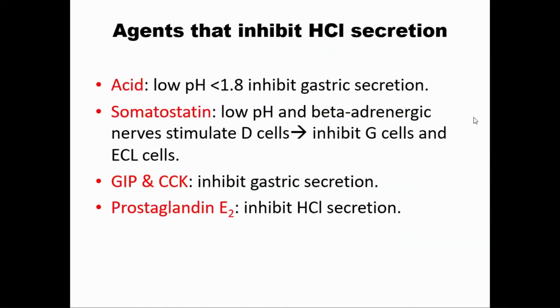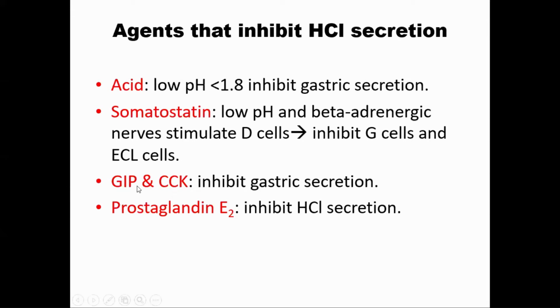So the agents that inhibit HCl secretion are, first, acid. When acid is more in amount in the stomach, there is inhibition of HCl secretion. Then somatostatin: somatostatin inhibits the G cell and the ECL cell, and it will inhibit the parietal cell as well.